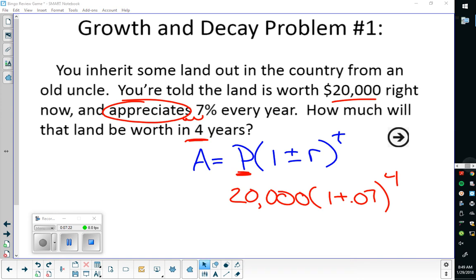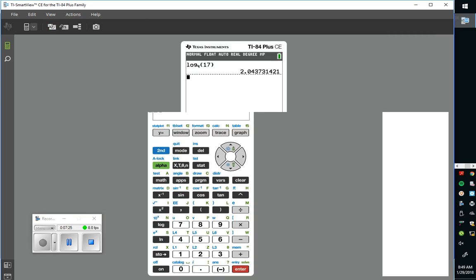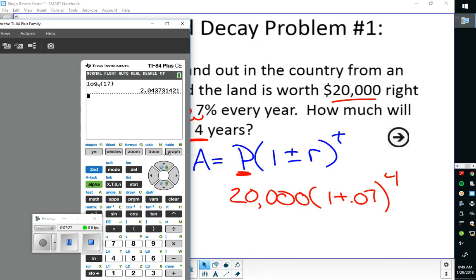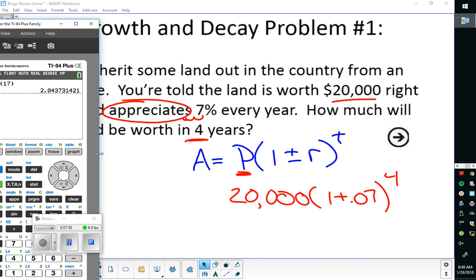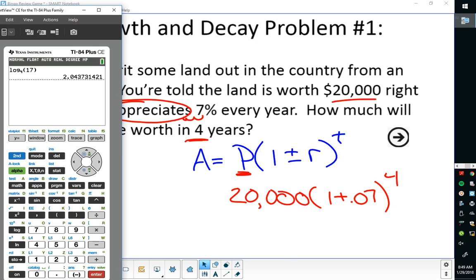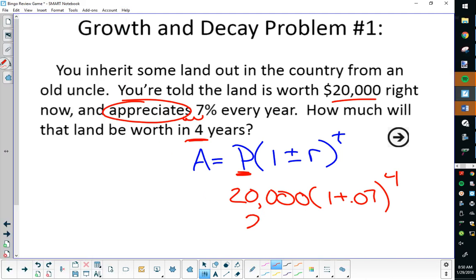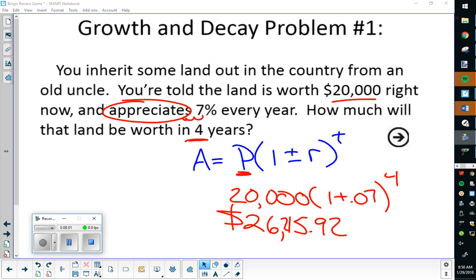Then it's just a matter of typing that into my calculator. Let me make that smaller so I can see what I'm doing. So I'm typing that in, 20,000, parentheses, 1 plus 0.07, all to the 4th power. Type it in, hit enter. $26,215.92. What was it, 26? 26 what? 215? And how many cents? Thank you. There's my answer. That one's not a tough one. Hopefully we can handle that.